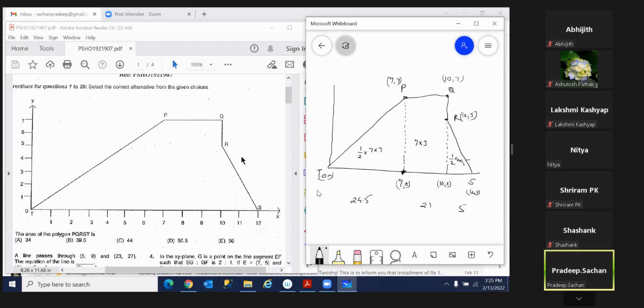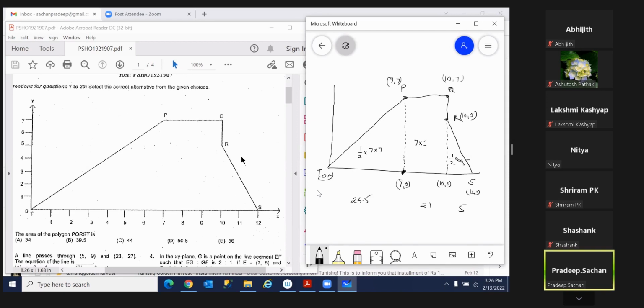Okay. Then rectangle area is basically length into breadth, correct? Or directly base into height, we can say. So what is the rectangle base? 3. And height is 7. So 7 into 3. Or 3 into 7, whatever.